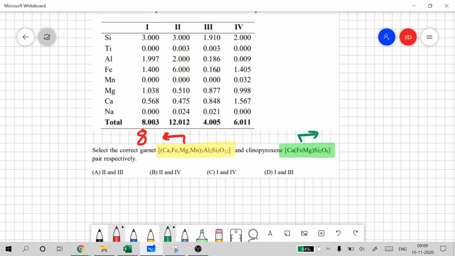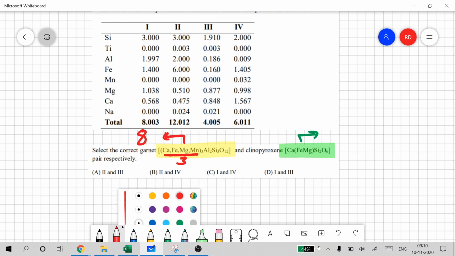Only one, because they can replace each other. So together Fe and Mg will form one. For example, these together we don't add up to all of these, we take as 3 only. Okay, so this is Ca, Fe, Mg, Mn. All of these combined should be 3.